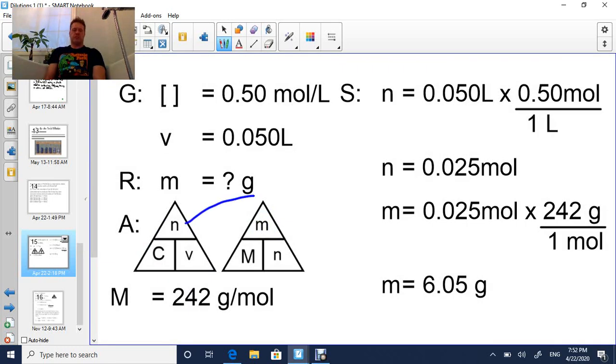So if you notice, if you can find moles, you can bring it over to the second triangle over here and figure out the mass. And how do you do that? Moles times molar mass. So I've got the molar mass down there.